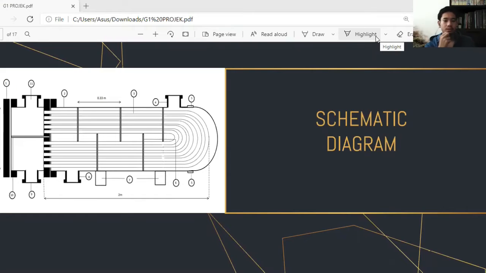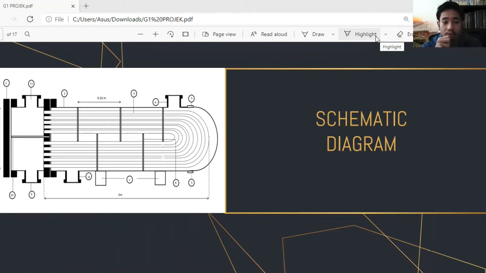I will now present you our schematic diagram for our shell and tube heat exchanger. As you know from our case study, we plan to do a process of cooling oil using water as our cooling medium. So this is the design that we propose for the shell and tube heat exchanger with one shell pass and two tube passes. There I have labeled all the components and also there are some dimensions. I will now start by telling you one by one all the components.